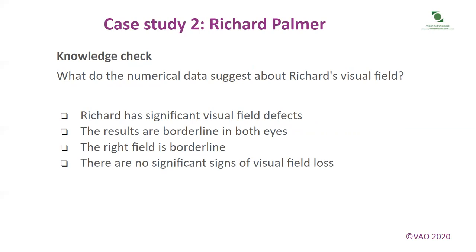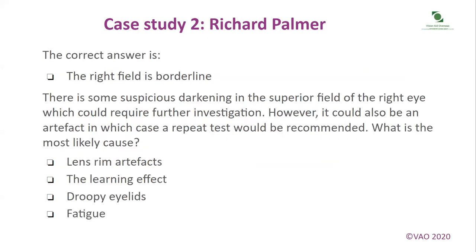So, knowledge check. What do the numerical data suggest about Richard's visual field? That Richard has significant visual field defects, that the results are borderline in both eyes, that the right field is borderline, or that there are no significant signs of visual field loss. The correct answer is that his right field is borderline. There is some suspicious darkening in the superior field of the right eye, which could require further investigation. However, it could also be an artifact, in which case a repeat test would be recommended.